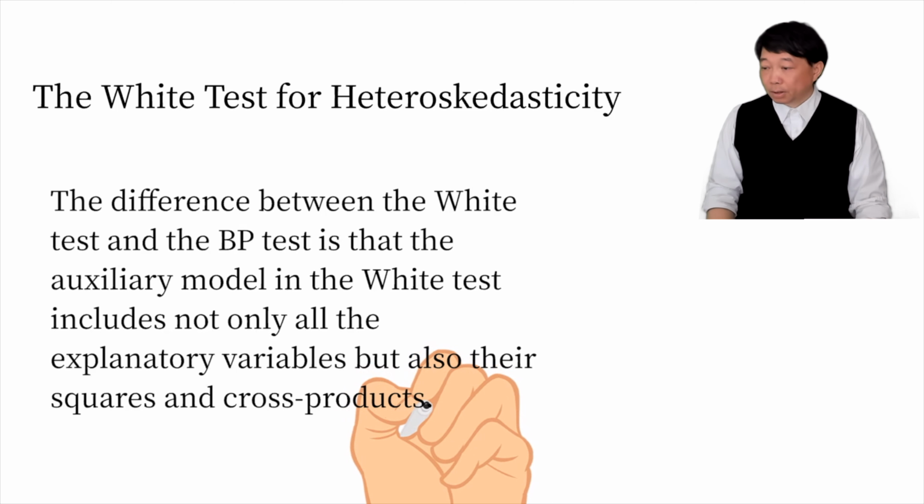Since the auxiliary regression in the White test includes more coefficients, it is a more stringent test than the BP test. For the same model, we are more likely to reject the null hypothesis of homoskedasticity and find stronger evidence against homoskedasticity in the White test than in the BP test.